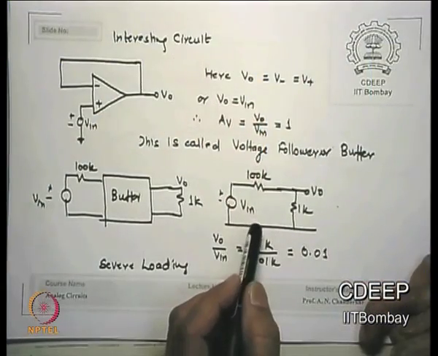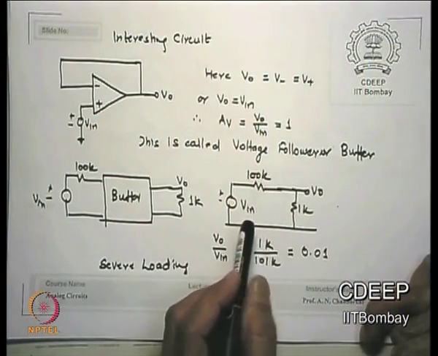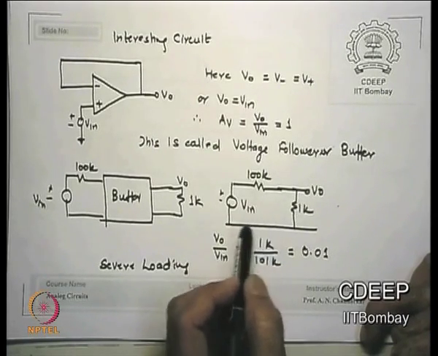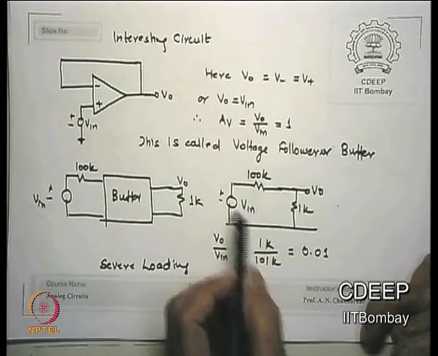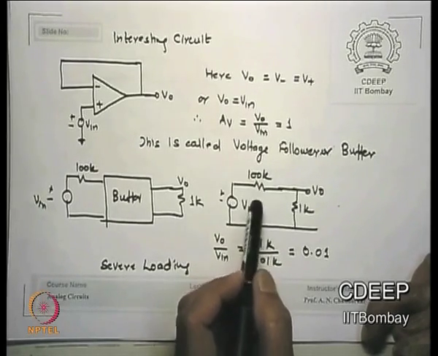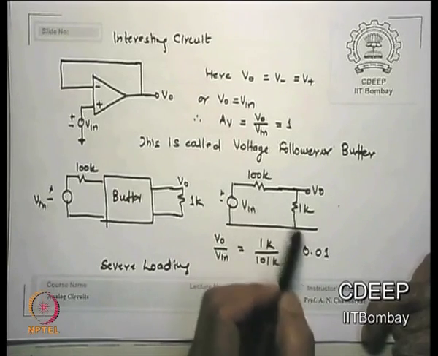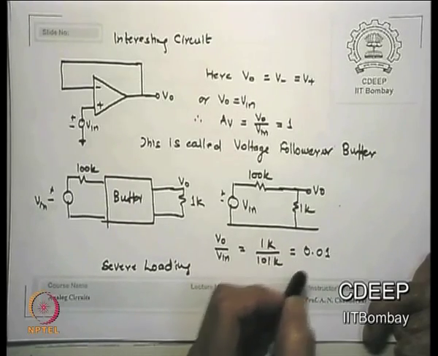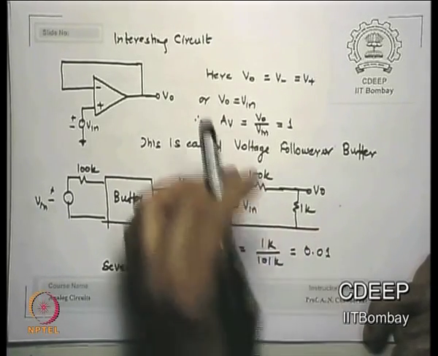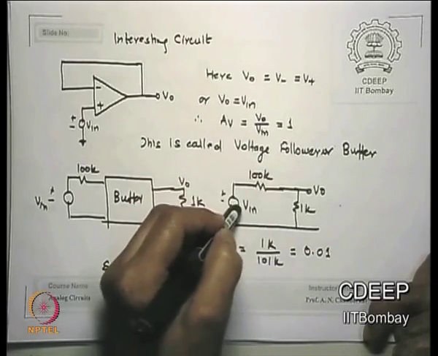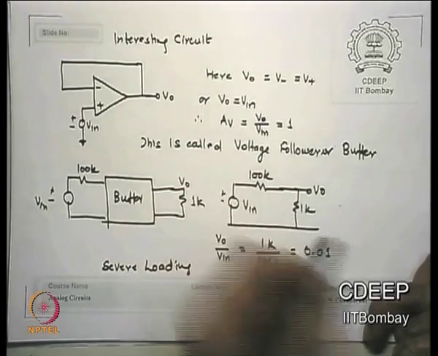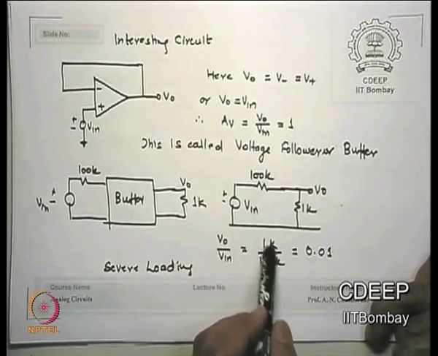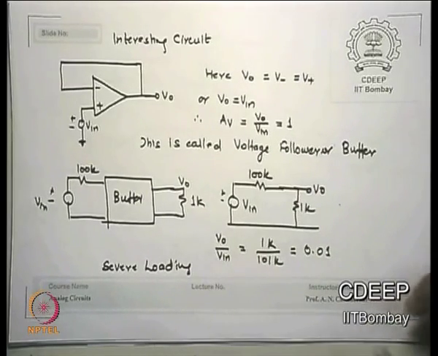I have a sensor, like a mechanical engineer's strain gauge, whose resistance is very high, 100k. If you have a strain gauge which creates a voltage of, say, Vin with a series resistance of 100k, and it has to be sent to a load of 1k, this is the normal circuit. The sensor's Vin has 100k in series, and at the output it has to drive a 1k load. So how much will V0 by Vin be? 1k upon 100k plus 1k.